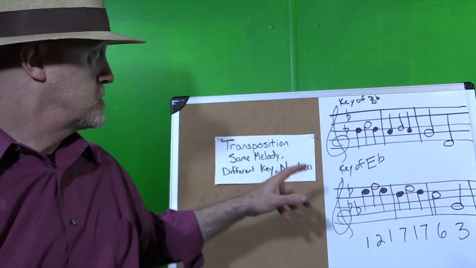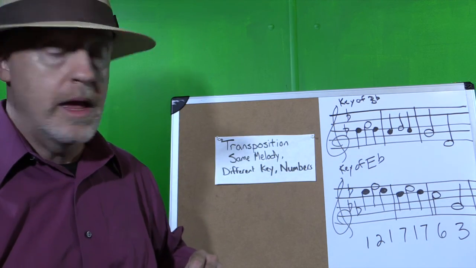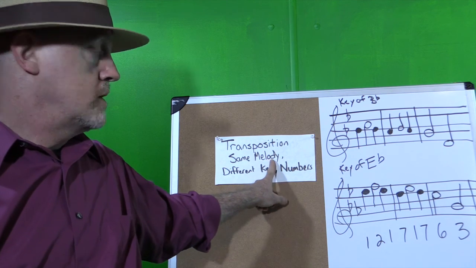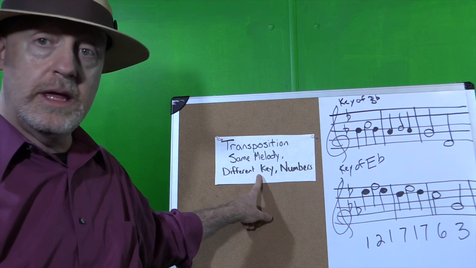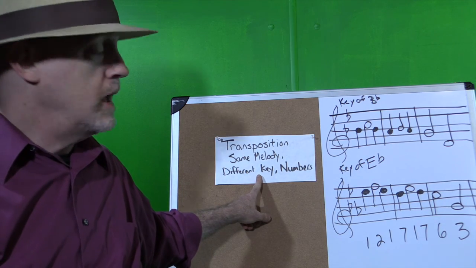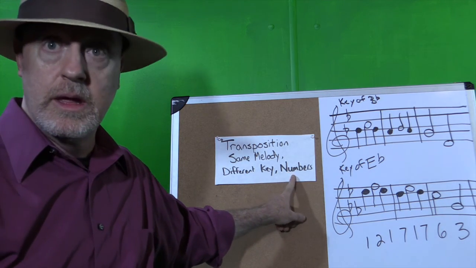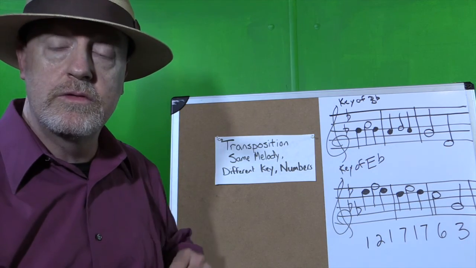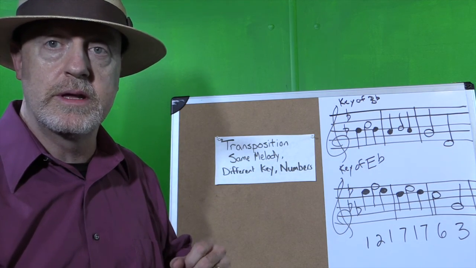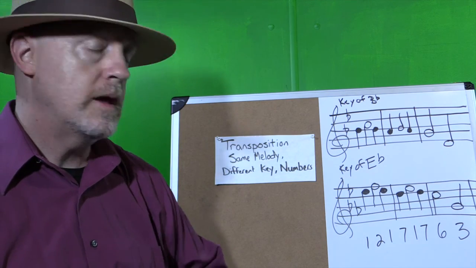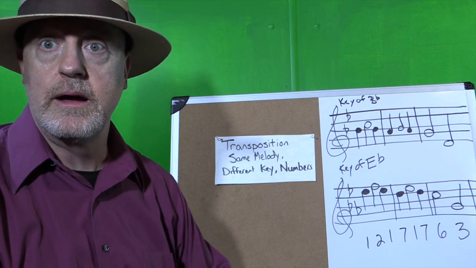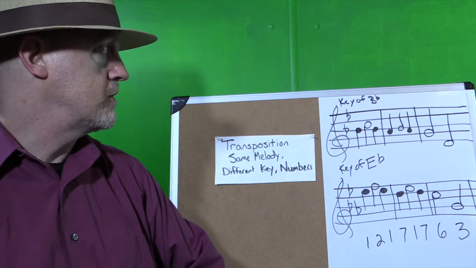Today we're going to talk about transposition. Transposition is when we're playing the same melody, but we're putting it in a different key. This is really one of the main reasons why I like using numbers to help me learn melodies, because it makes transposition make a lot of sense. So hopefully this will make sense to you.